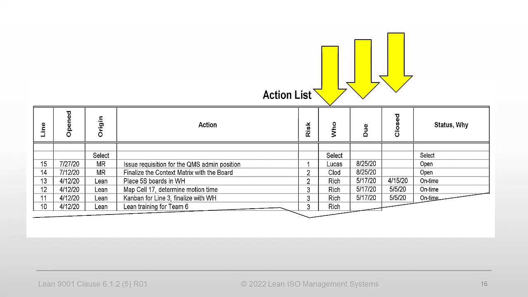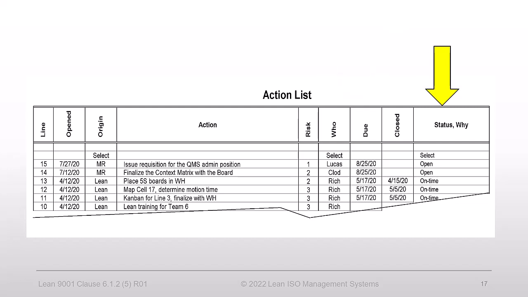The following columns are who is responsible, the due date, and the actual completion date. The last column in our action list is the most critical piece of information and the most overlooked data in many action lists. This column would contain the status of an action and the cause analysis if the task slipped off the schedule. This is all for today, guys.